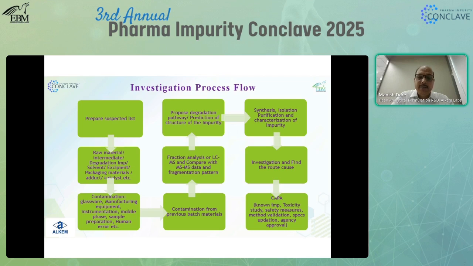applying the higher percentage of the limit in the particular RS. Once the validation is completed and the toxicology report is available, we have to update the specification and inform the regulatory agency to take permission for a higher limit of this particular impurity. So this is the whole process of investigation for NTA as well as the unknown impurity.